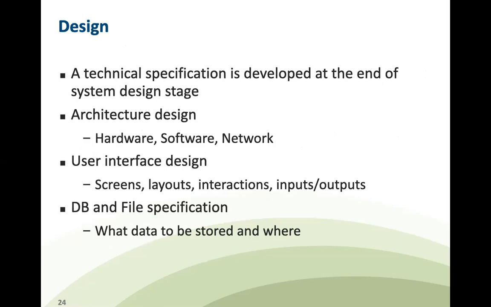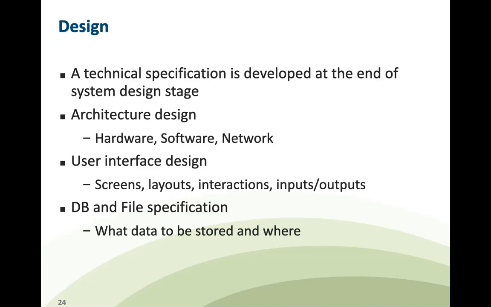So at the end of the system design stage, a technical specification is developed. In the technical specification, you decide in terms of architecture, user interface design, and database and file specification. What languages are you going to use if you are going to build it? And what databases are you going to have? Likewise, you decide from hardware to software to networking to database, everything you have to specify. That's why we call it a technical specification.